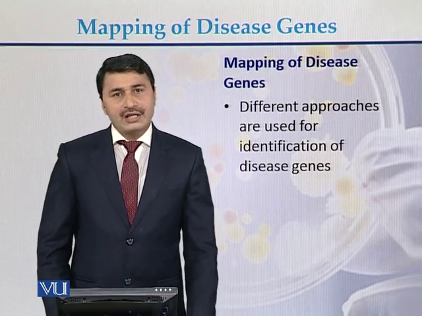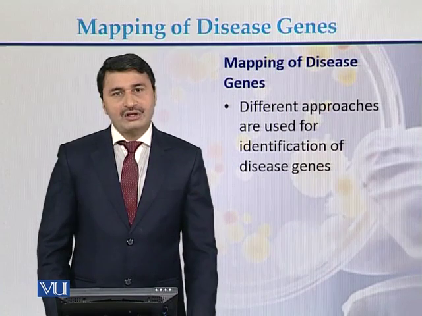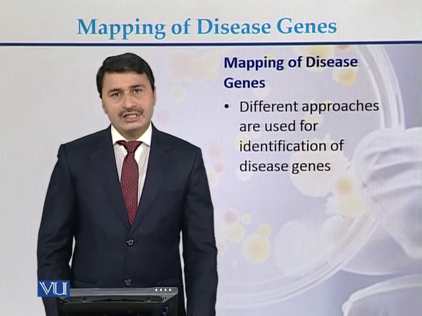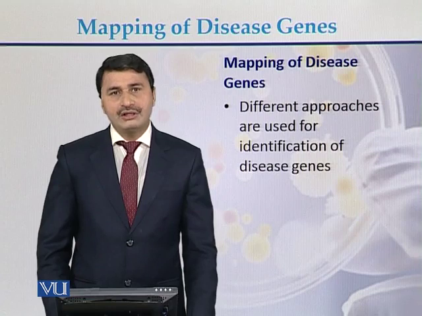Different approaches are used for the identification of disease genes. The approaches can be position independent or position dependent. In the case of position dependent, there are different methods which are usually called linkage analysis or parametric linkage analysis. They are used when we are identifying the gene by using the position dependent method.